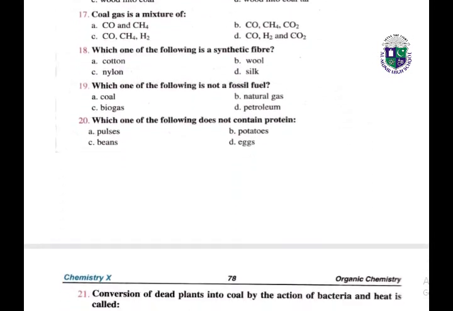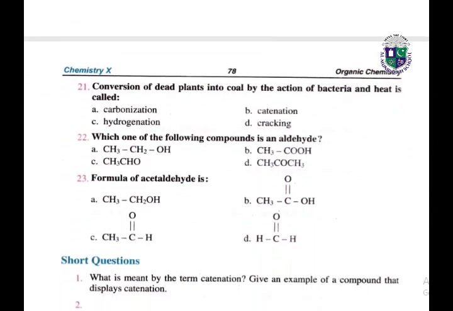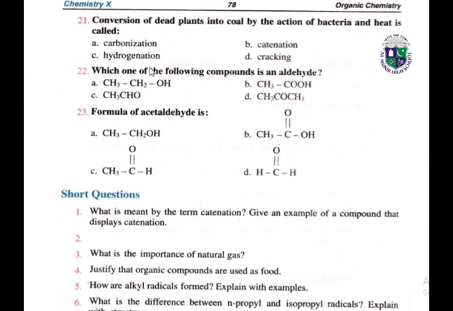You must mark the short and long questions on your books and from your units. MCQ number 21. Conversion of dead plants into coal by the action of bacteria and heat is called carbonization. A part is the correct answer. Which one of the following compounds is an aldehyde? Correct answer is C. And last, formula of acetaldehyde is, correct answer is C.